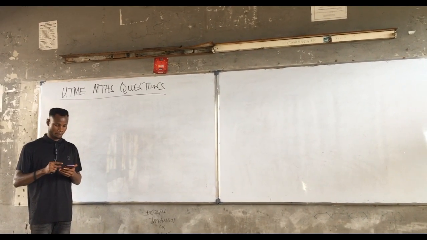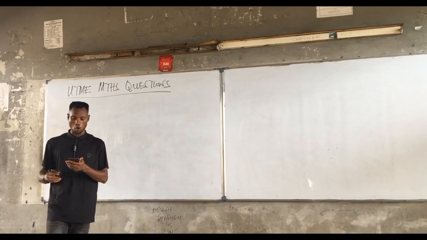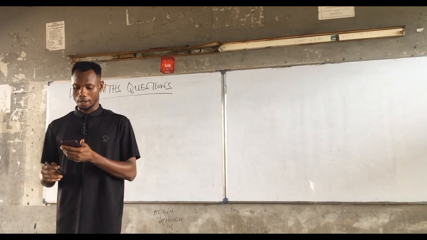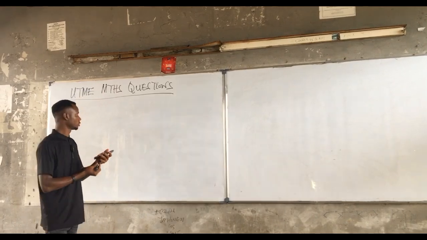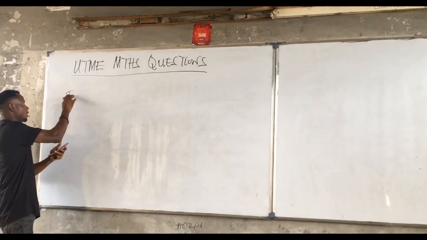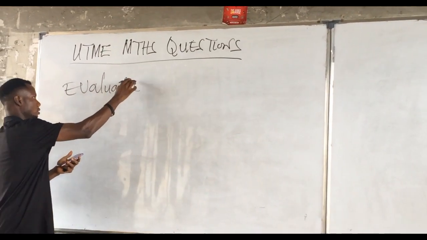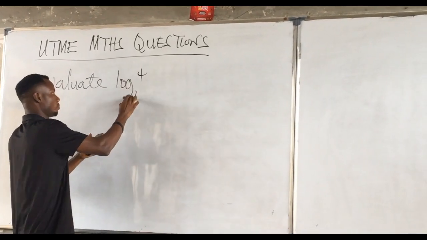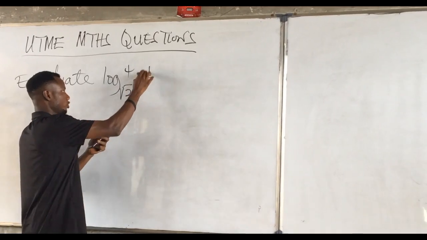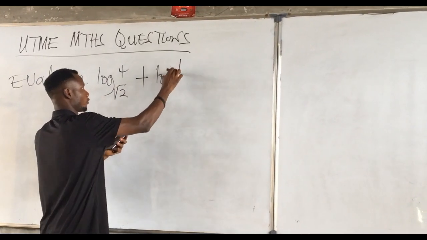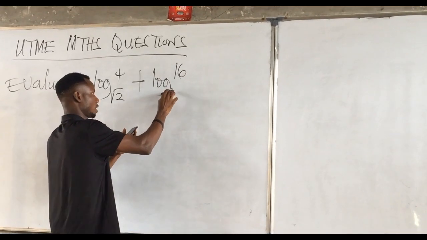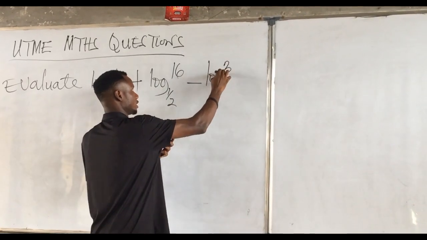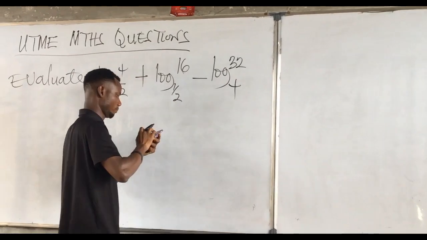They said, evaluate log of 4 base 2 plus log of 16 base half minus log of 32 base 4. Okay, we have the options here.